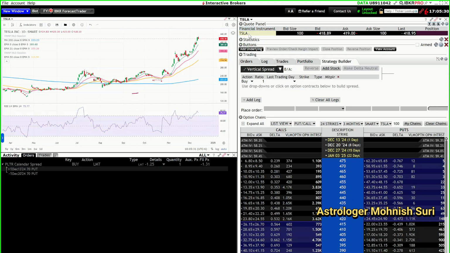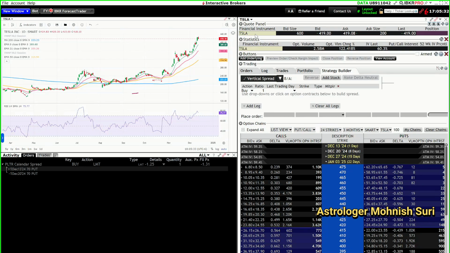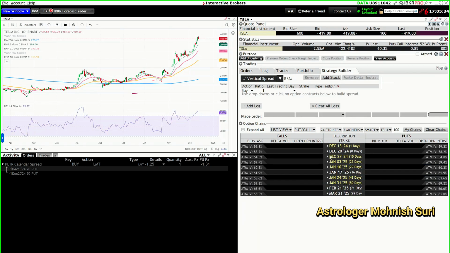So you see that option chain? I've picked Tesla here. You can see all the option chains, December 13th till March 21st, shown to me. Now, what we normally do is pick something between an 8 and 29 days range, and we pick something which has more implied volatility. So more IV means more premium you can get.